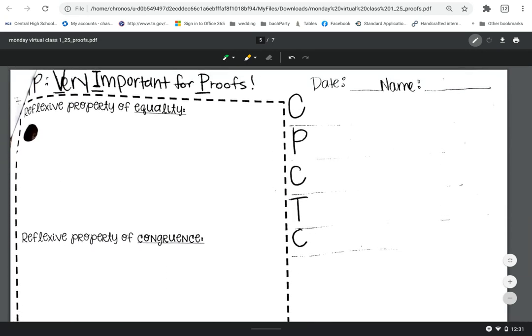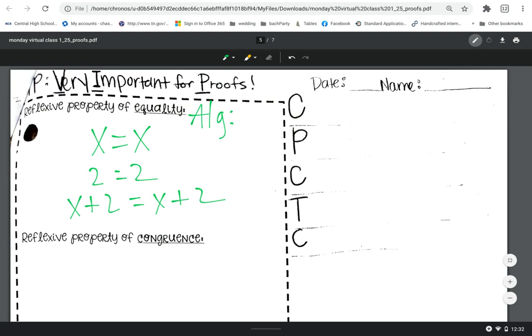Okay, so very important for proofs, so we'll need this. All right, so reflexive property of equality. So that just says, this is like for algebra. Okay, so this just basically says, like, x equals x. 2 equals 2. x plus 2 equals x plus 2.